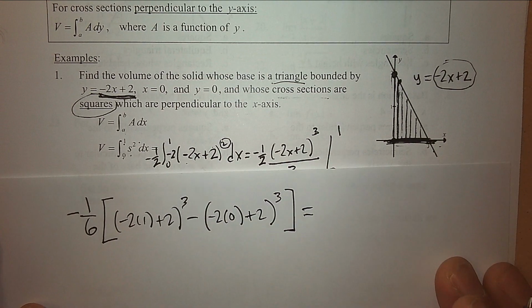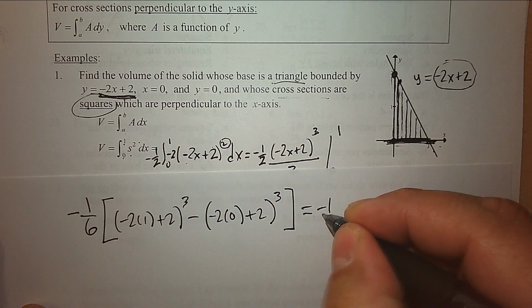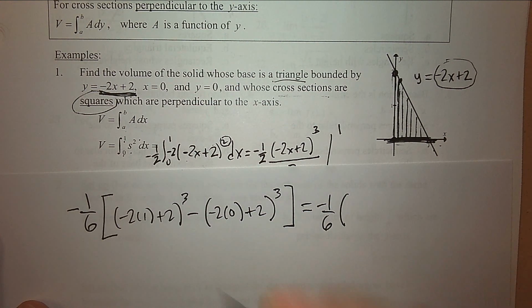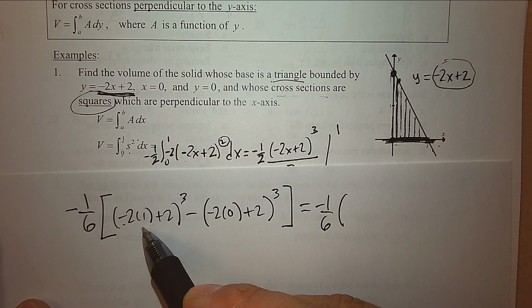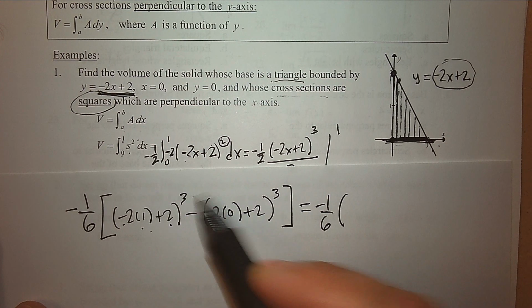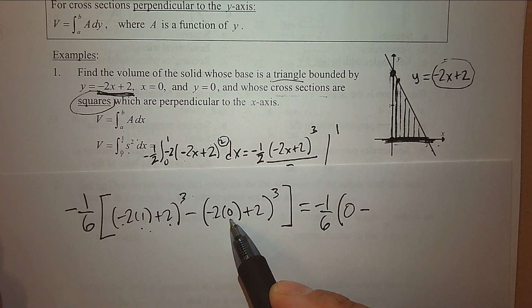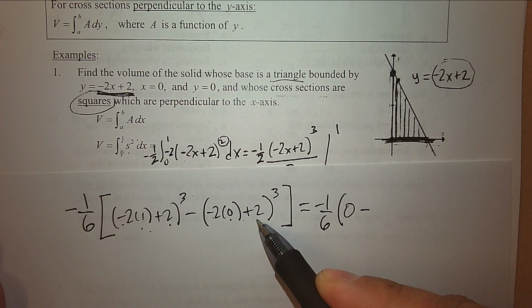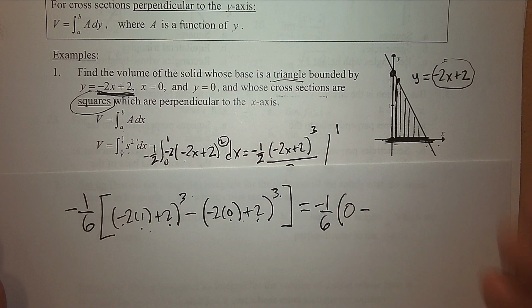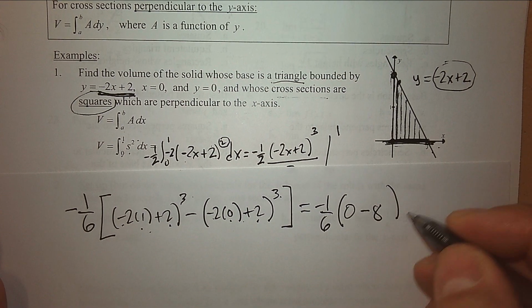And then I answer it. So we have a negative 1/6 in front. What's negative 2 times 1? Plus 2. 0. And 0 cubed is 0. What's negative 2 times 0? 0. Plus 2. 2. And 2 cubed is 8. 0, subtract 8.